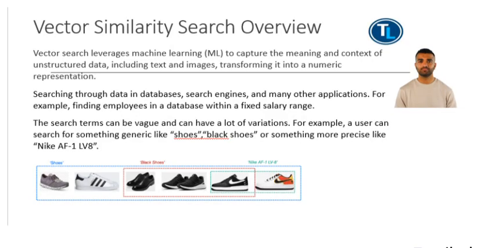Vector search leverages machine learning, ML, to capture the meaning and context of unstructured data, including text and images, transforming it into a numeric representation. Searching through data in databases, search engines, and many other applications, for example, finding employees in a database within a fixed salary range. The search terms can be vague and can have a lot of variations. For example, a user can search for something generic like shoes, black shoes, or something more precise like Nike AF1 LV8.